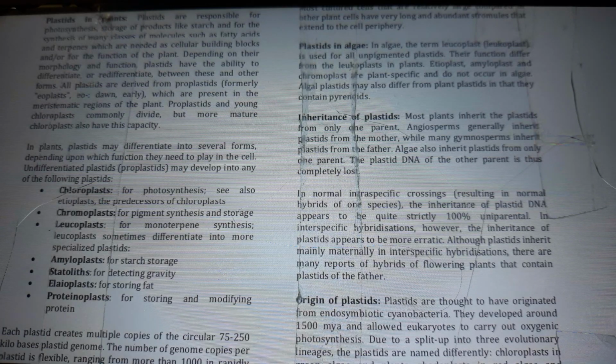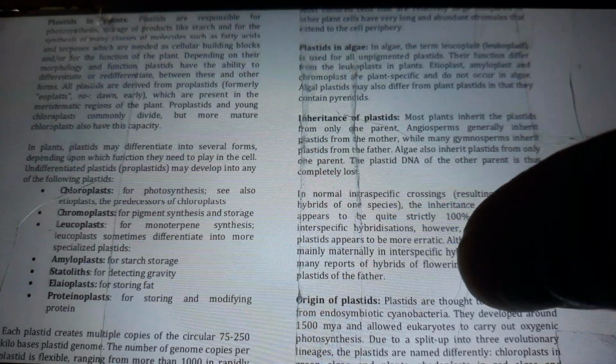All plastids are derived from proplastids, formerly eoplastids, where eo means dawn or early, which are present in the meristematic regions of the plant. Proplastids and young chloroplasts commonly divide, but more mature chloroplasts also have this capacity. In plants, plastids may differentiate into several forms depending upon the function they need to play in the cell.